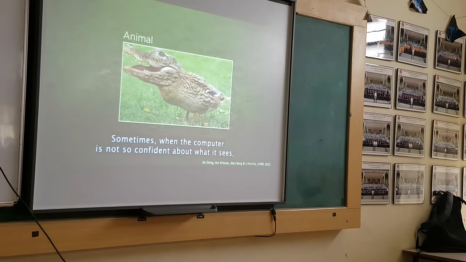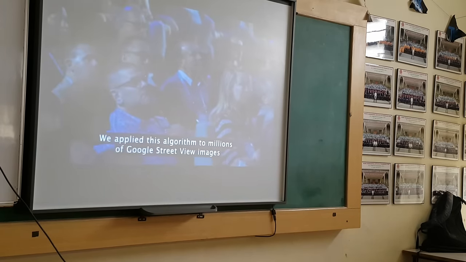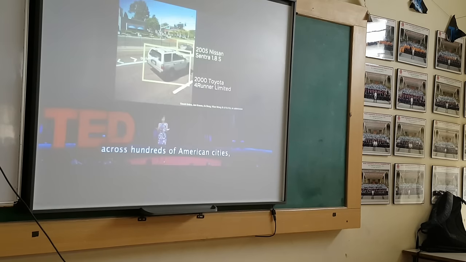Sometimes, when the computer is not so confident about what it sees, we have taught it to be smart enough to give us a safe answer instead of committing too much, just like we would do. But other times, our computer algorithm is remarkable at telling us what exactly the objects are, like the make, model, year of the cars. We apply this algorithm to millions of Google Street View images across hundreds of American cities, and we have learned something really interesting.